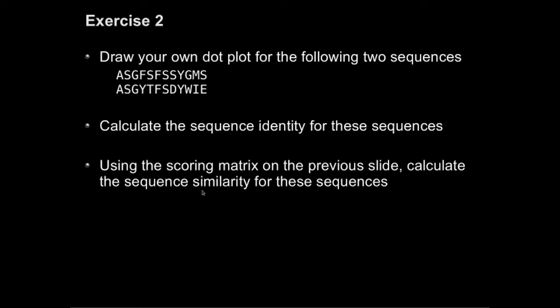And thirdly, using the scoring matrix, the Dayhoff matrix that I showed you on the previous slide, calculate the sequence similarity for these sequences. Remembering that what you need to do is sum up the scores for the alignment and then sum up the scores for the first sequence aligned against itself and the second sequence aligned against itself. And then the sequence similarity is the score for sequence 1 aligned with sequence 2 divided by the minimum of the scores you got from the two self-alignments.